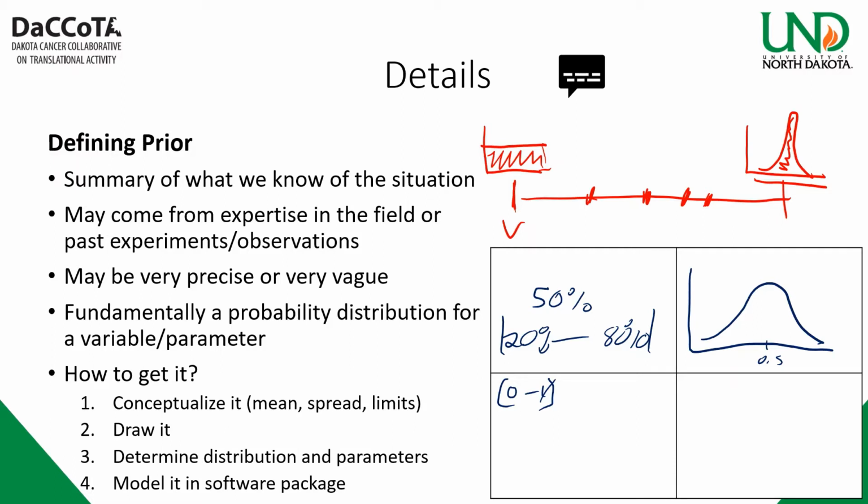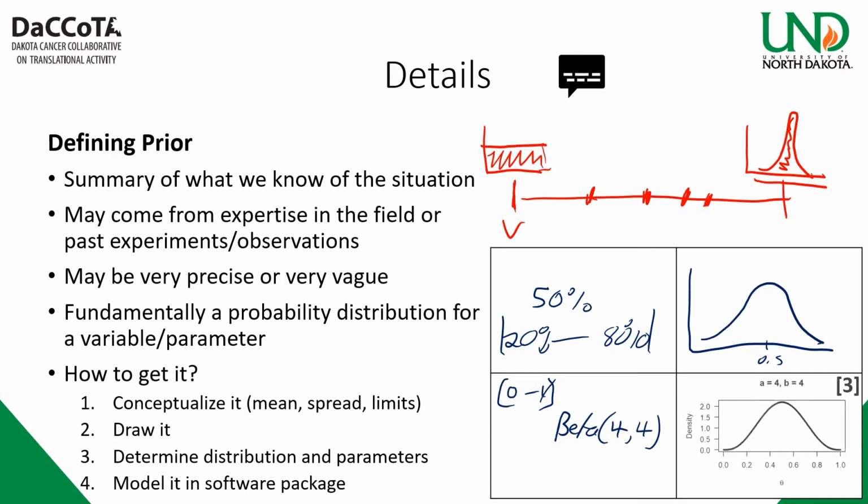And some of the parameters, so a beta distribution has two shape parameters. I'm not going to go into what makes them, but we want them symmetric, so maybe let's try 4 and 4. And then modeling that in a software package is going to give us this. So these are our shape parameters, and this is about what we like. This looks pretty good here. 50% is the most likely, and it tapers off to really no probability at 0 and 1. So great.